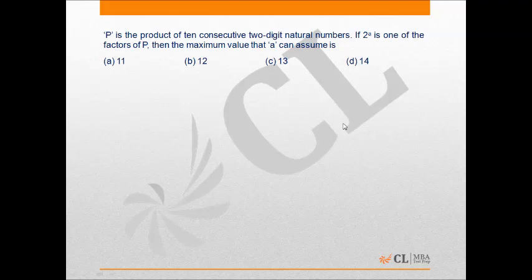This should be a level 2 question. It's given that P is the product of 10 consecutive 2-digit natural numbers. If 2 power A is one of the factors of P, then the maximum value that A can assume is.